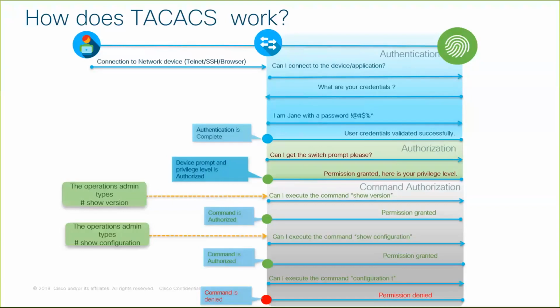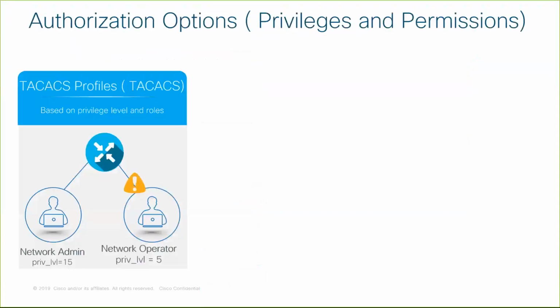Now, we talked about authorization, right? So where does this authorization happen, and how do you configure these things in ISE? I'll give you a very high-level overview of that before going to the demo. So there are two places in ISE where you configure these things. One is a TACACS profile. In the TACACS profile, you configure the privilege level. For network admin, the privilege level is 15.